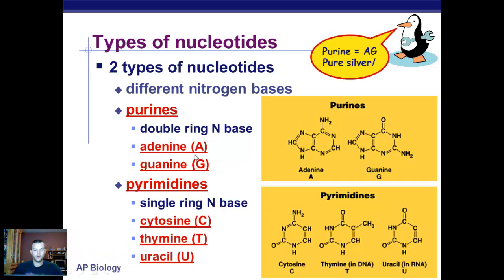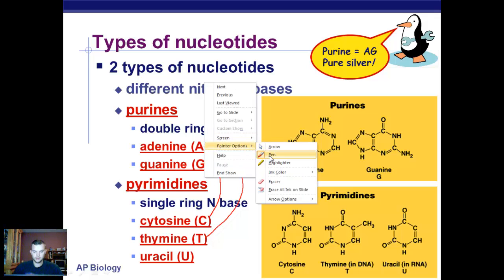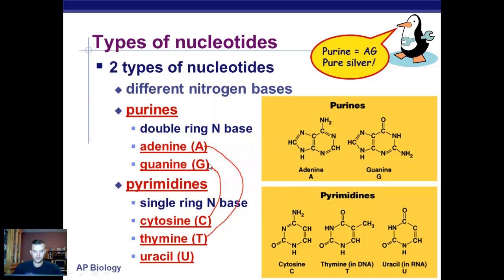If you remember right, A always goes with T in DNA, and G always goes with C in DNA. When we're talking about RNA, G always goes with C, and for making RNA from the DNA template, A goes with U.